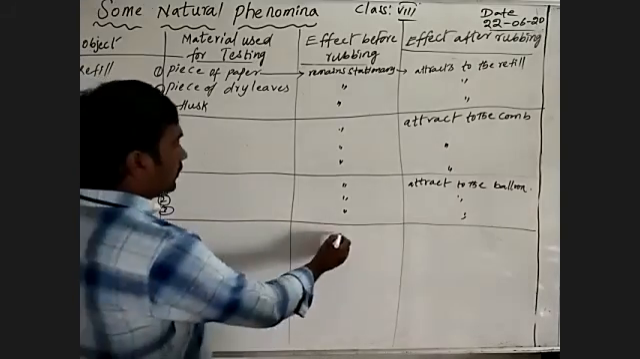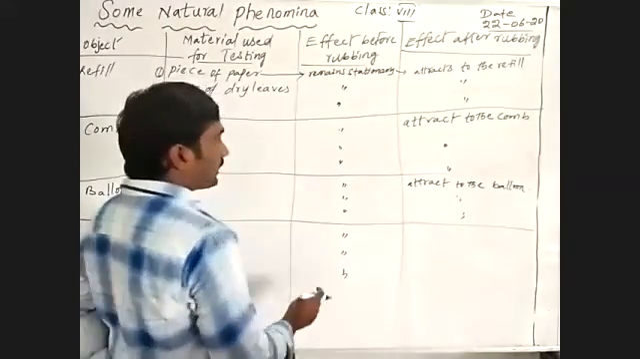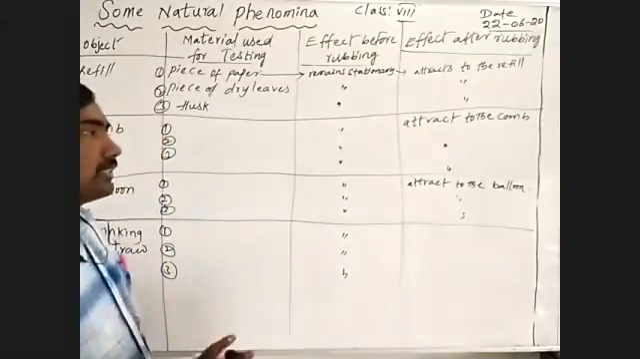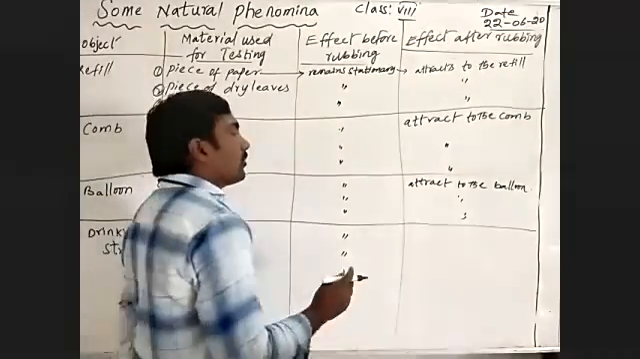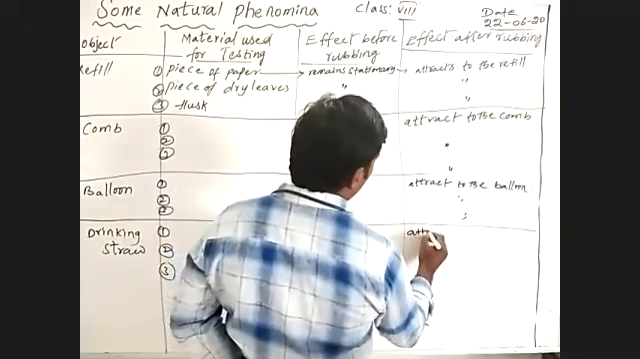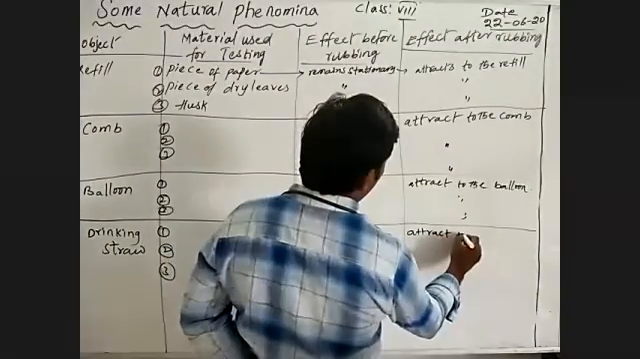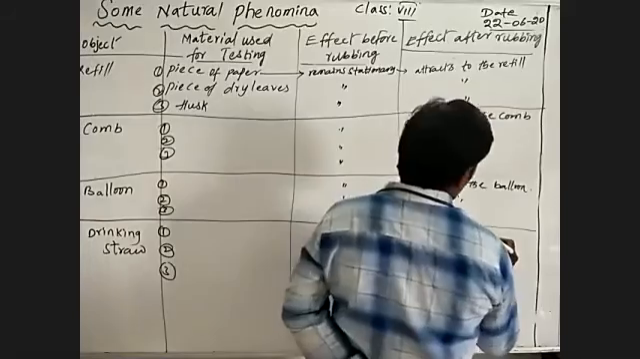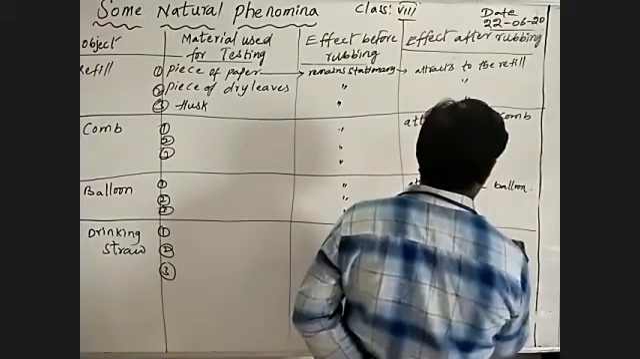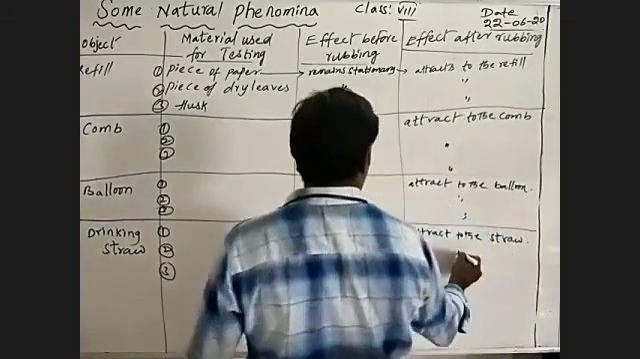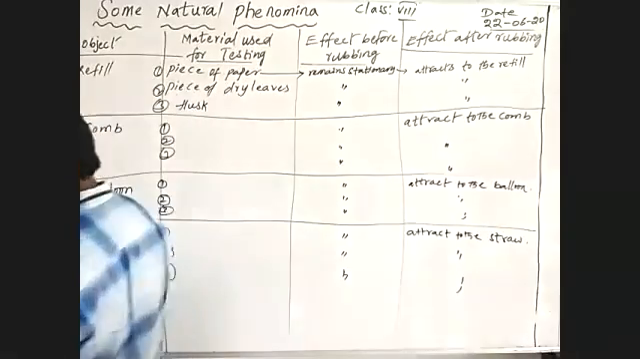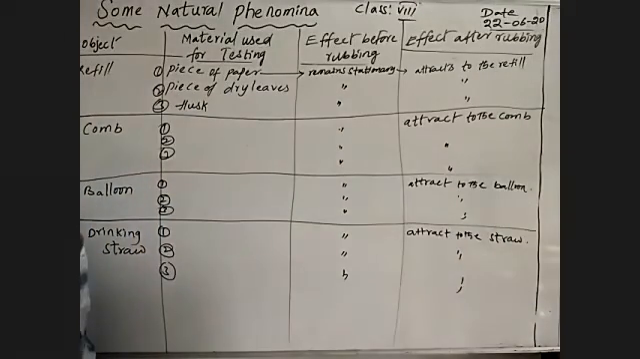Before rubbing, there is no movement in those particles. They remain stationary. They are at rest. After rubbing, what happens? Those are attracted to the what? Straw. Those are attracted to the straw. Understand what I'm telling you?